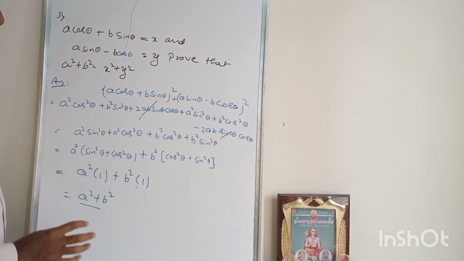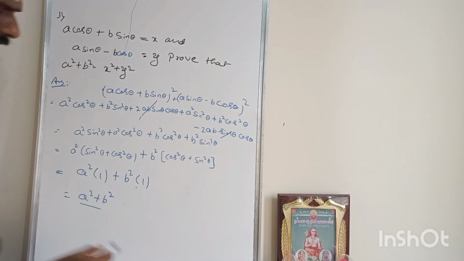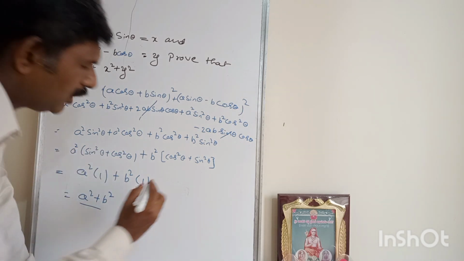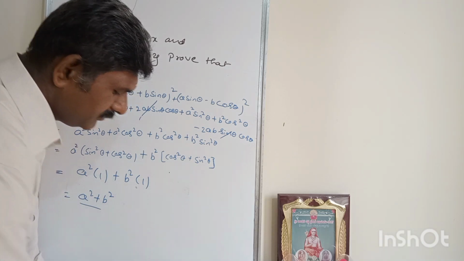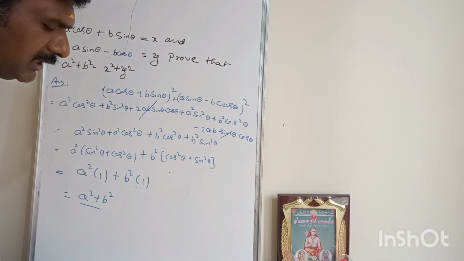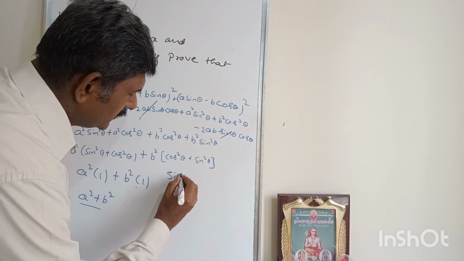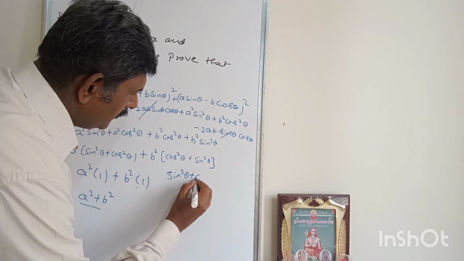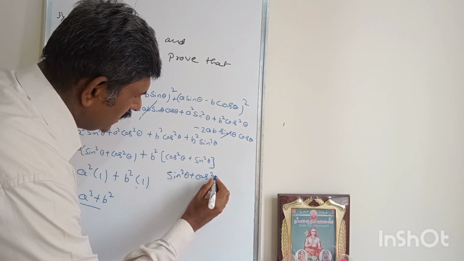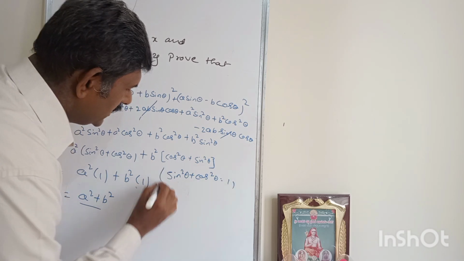Then we know the identity. Sin square theta plus cos square theta is equal to 1. Write this.